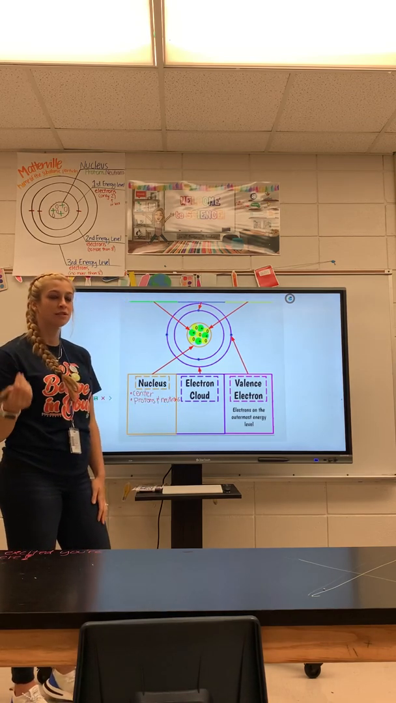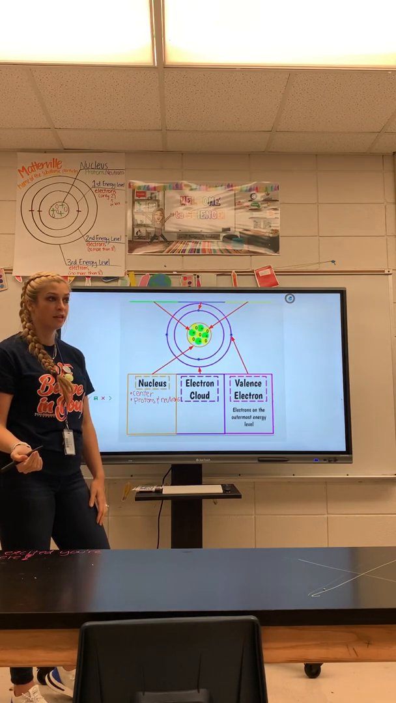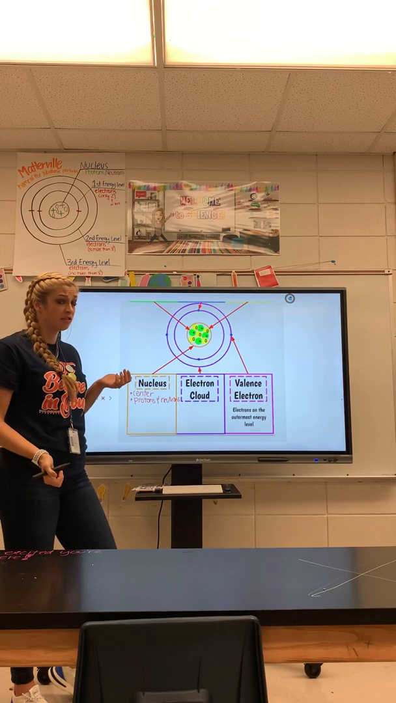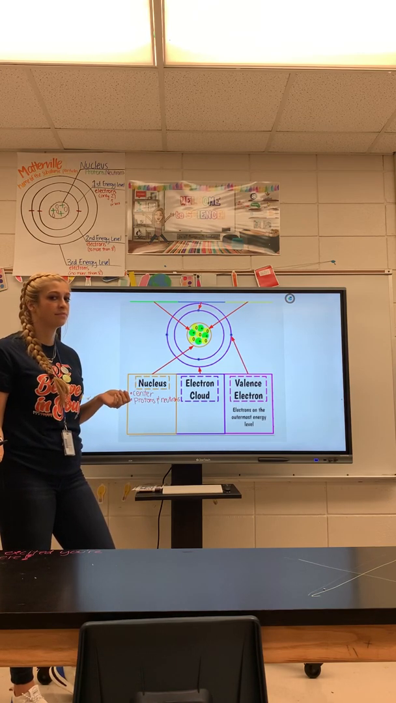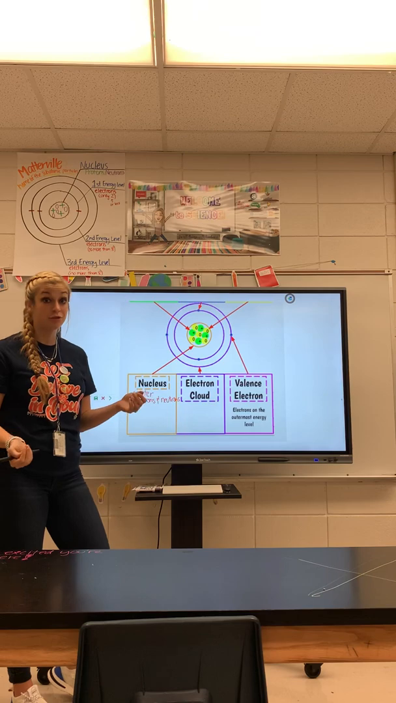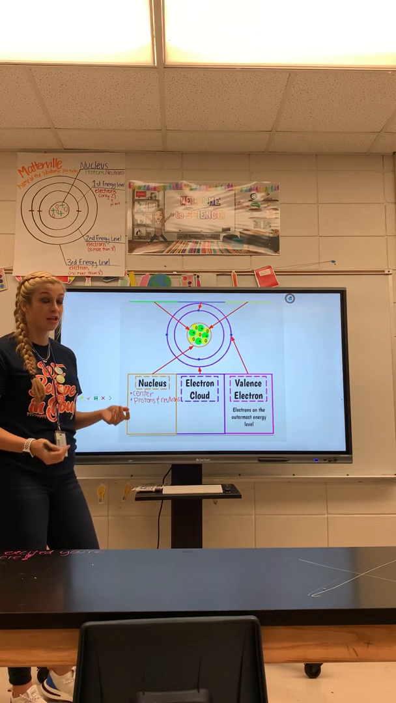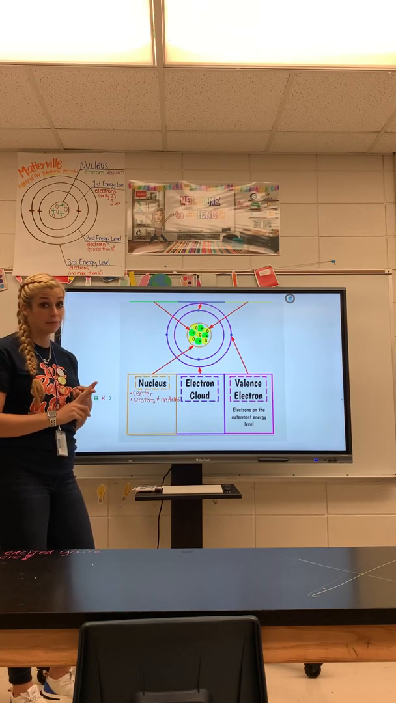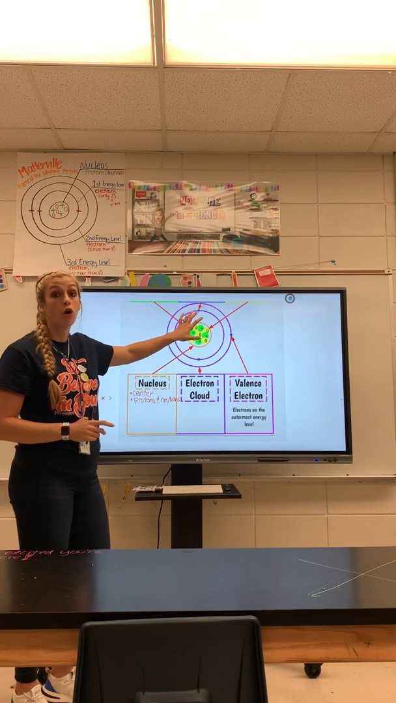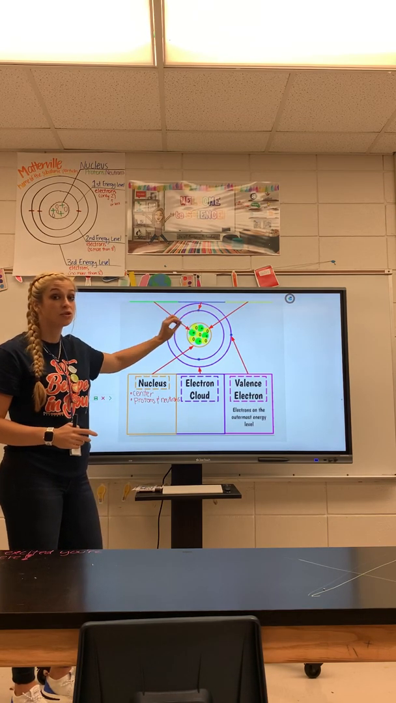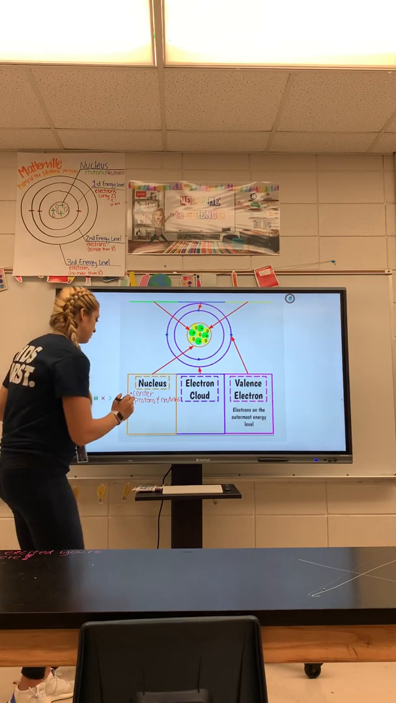So if protons and neutrons are in the nucleus, is the nucleus heavy or does it have no mass? Well, protons and neutrons, those are your big girl sisters, they both have a mass of 1 AMU. So the nucleus is where all of the mass is. This stores the mass of an atom.